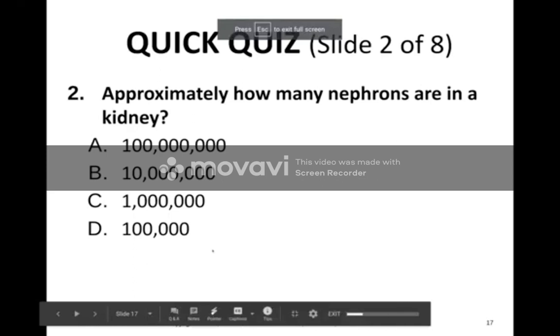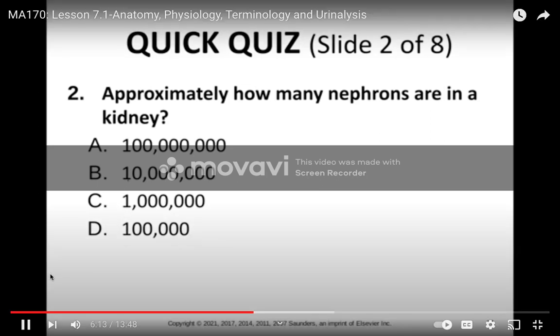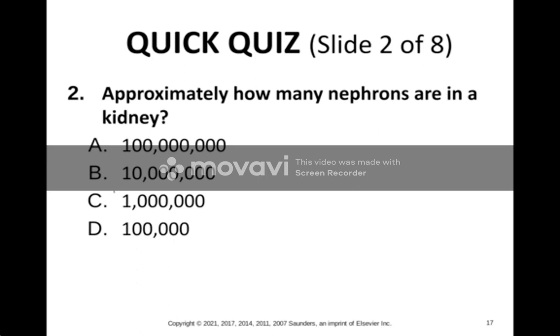Okay, sorry, we're going to go back to our quick quiz here. Approximately how many nephrons are in a kidney? 100,000, 10,000, no, that's 10 million, sorry. 1 million, 100,000. What do you think? How many nephrons? So the correct answer is C. There are about 1 million nephrons in one kidney. So that's a fair amount.